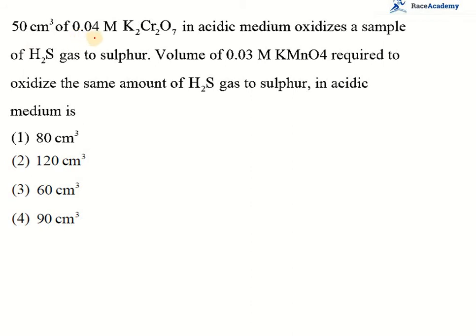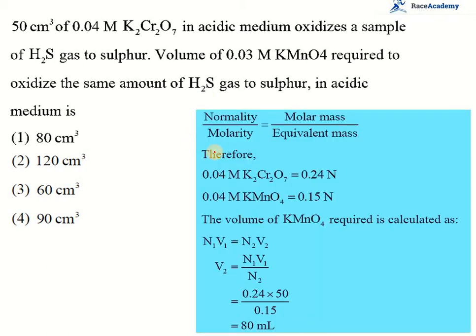50 centimeter cube of 0.4 molar potassium dichromate in acidic medium oxidizes a sample of H2S gas to sulfur. The volume of 0.03 molarity KMnO4 required to oxidize the same amount of H2S gas to sulfur in acidic medium is? Here potassium dichromate and potassium permanganate are there. Their normalities can be calculated using the formula: normality is equal to molarity times molar mass by equivalent mass.